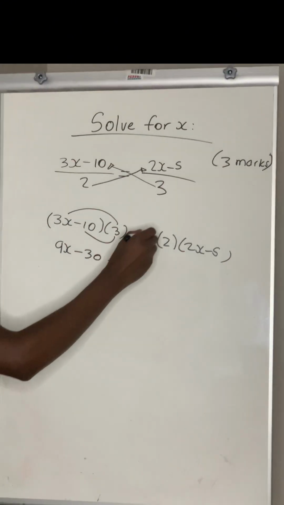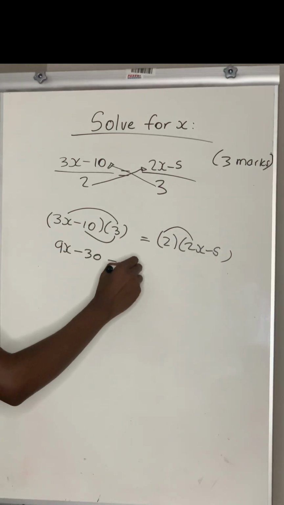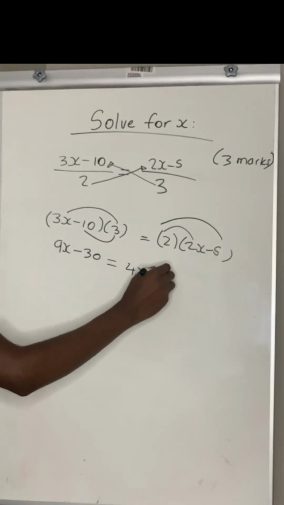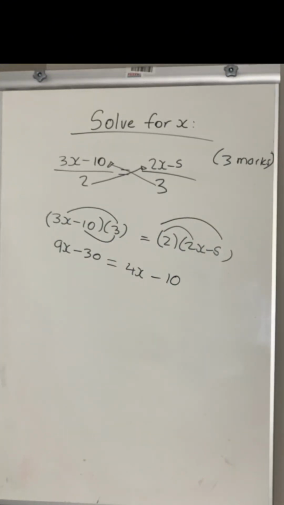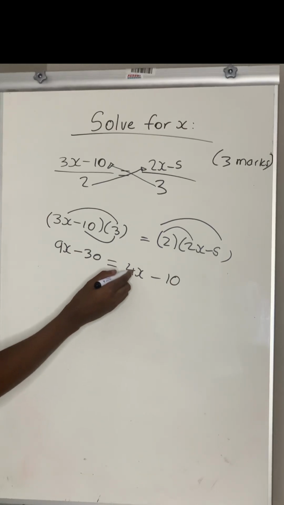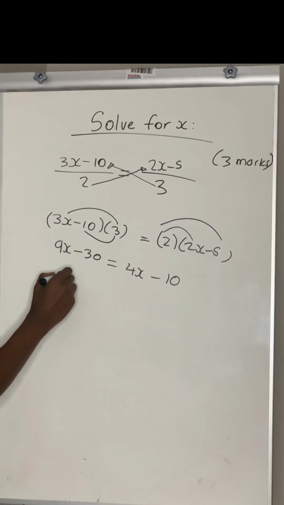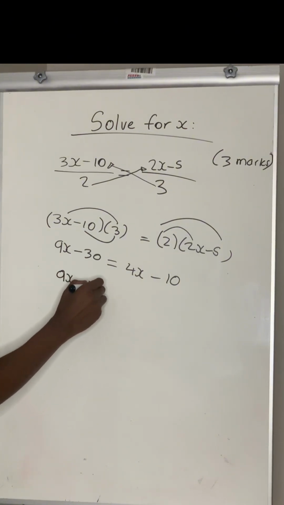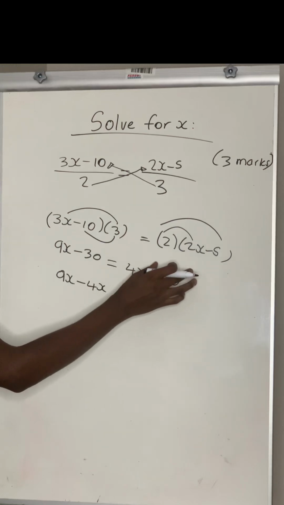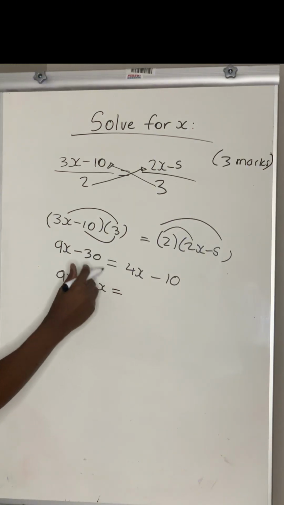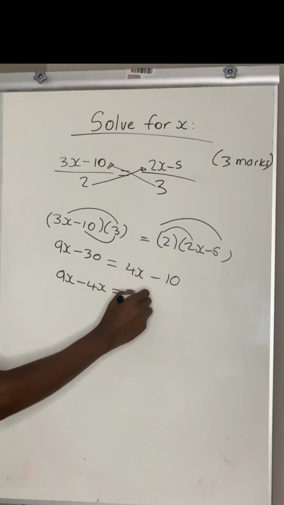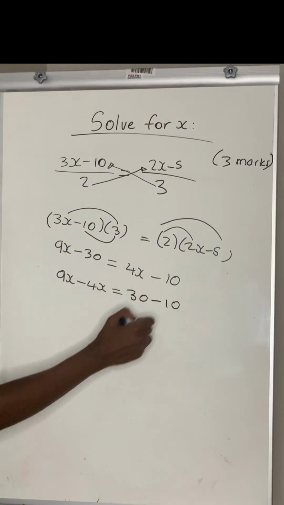is equal to 2 times 2x, that is 4x, 2 times negative 5, that is negative 10. Now remember, our goal is to leave x alone in this scenario. So let's take positive 4x across the equal sign: 9x minus 4x. Let's take this negative 30 to the other side, and it becomes positive, so it's positive 30 minus 10.